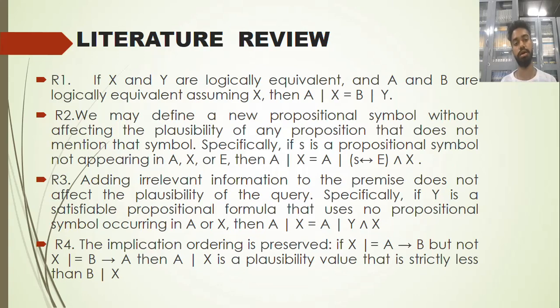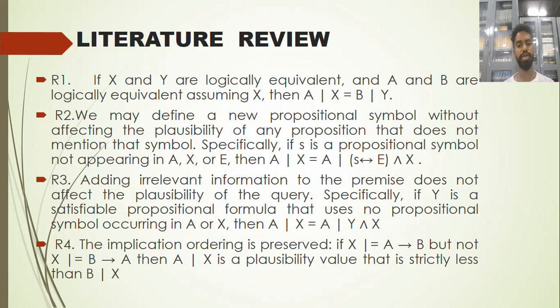So here, moving to the literature review, R1: if x and y are logically equivalent and A and B are logically equivalent, then assuming x, A is equal to x is equal to B. In this case, where x and y are logically equivalent and A and B are logically equivalent, then we can consider x is equal to A and y is equal to B. So here we can conclude that y is equal to A and y is equal to B and x is equal to A and x is equal to y.